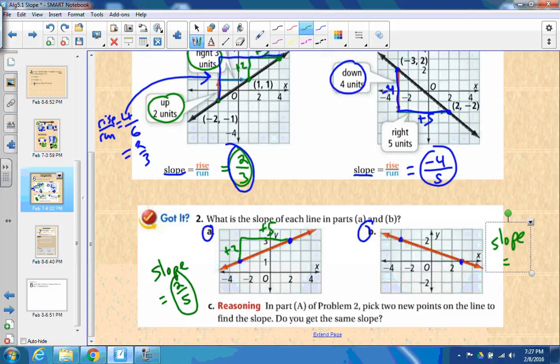And then for B, looks like we're going down to get from right to left. So down 2, -2, and over 1, 2, 3, 4, 5, 6. So -6. So the slope would be negative, or sorry, not 6, plus 6. So it's +6, you're going to the right. -2 over +6, which reduces to -1/3. So the slope of that one is -1/3.